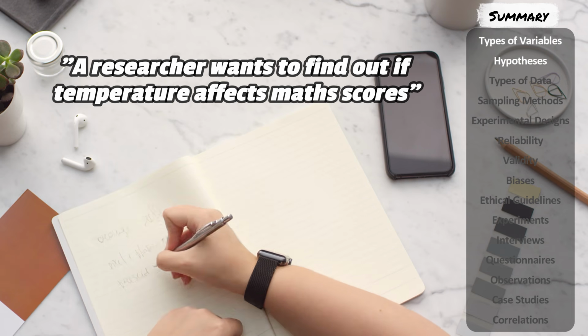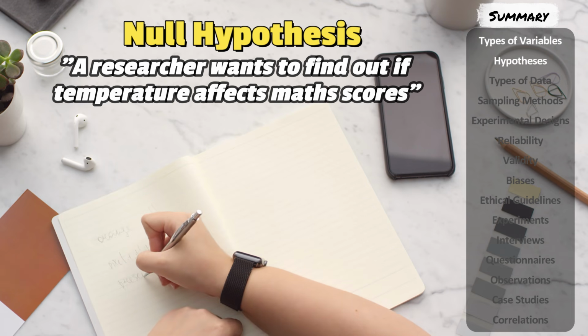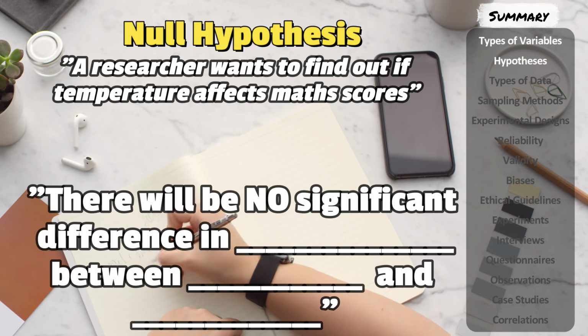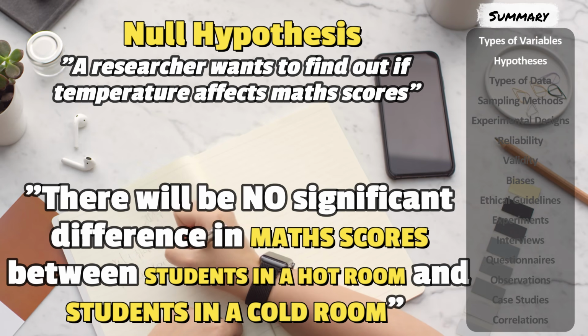However, on the other side, we've got a null hypothesis. This is the same, but it simply says that there will be no significant difference. So a null hypothesis is a prediction that says that there will be no difference.